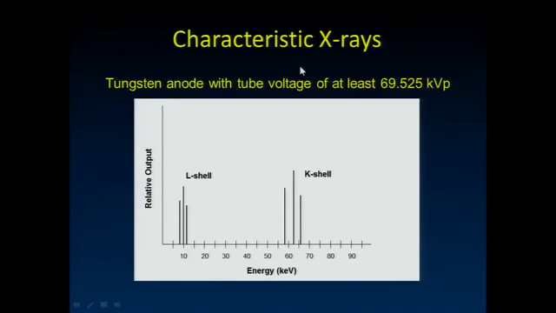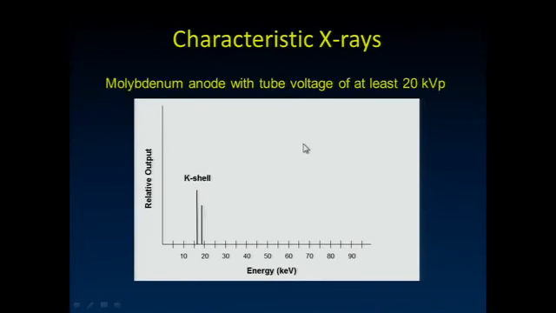By the way, our electron better have at least kinetic energy 69.525 kVp, right? If we didn't put that across the X-ray tube, then our electrons are not going to have enough energy when they strike the anode to kick out any K-shell electrons, and we won't see those peaks, right? So if we applied 60 kVp across the tube, we wouldn't get the K-shell peaks, only the L-shell peaks.